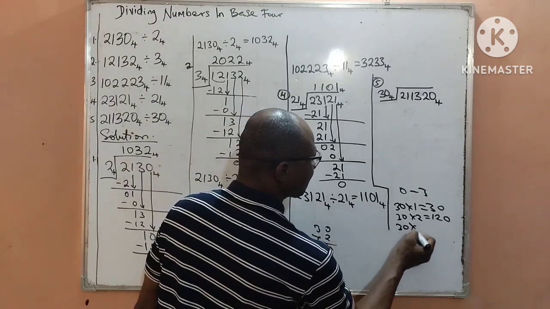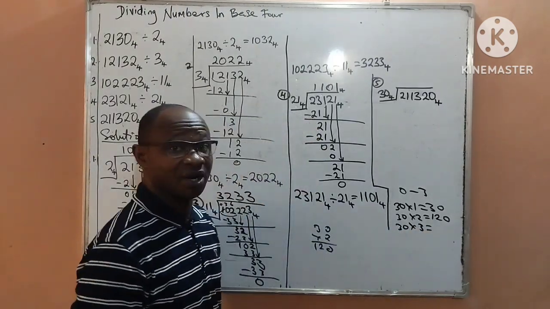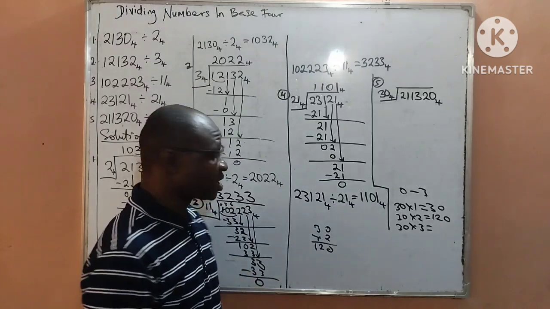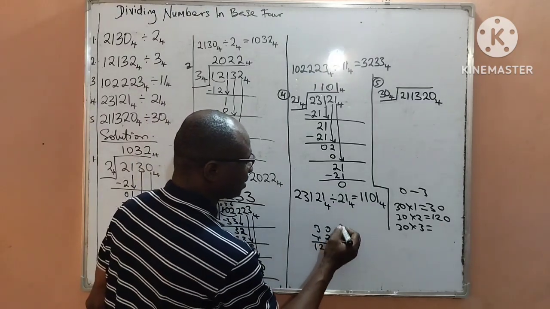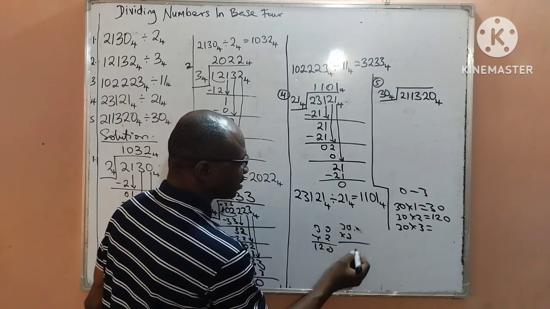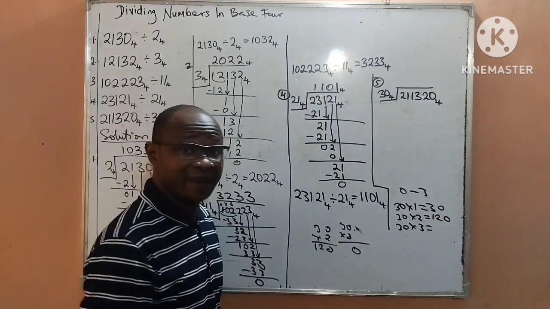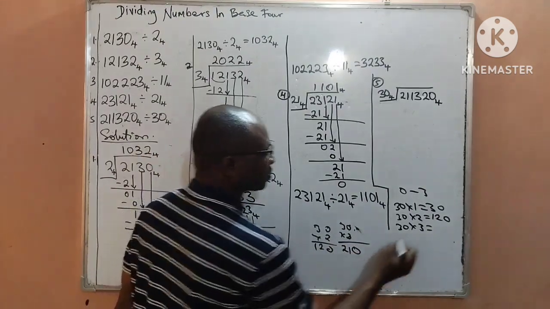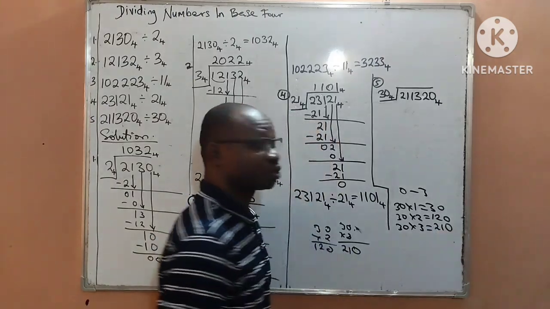Next is 30 by 3. Remember, we stop at 3 because it is the maximum digit. Alright, 30 by 3. 3 times 0 is 0, 3 times 3 is 9. We divide by 4. It will give us 2, remainder 1. So that will give us 210.